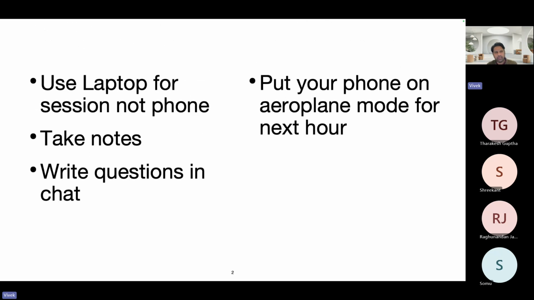Just like our previous session, if you do it on laptop, it'll be good. Take notes. As I was telling you before, if you have any questions, you can write them in chat. And just try and put a focus for the next hour or so in this session, and then hopefully, when you walk out of it, you'll have a very decent framework which you can use and apply while selecting mutual funds for yourself or your family members.